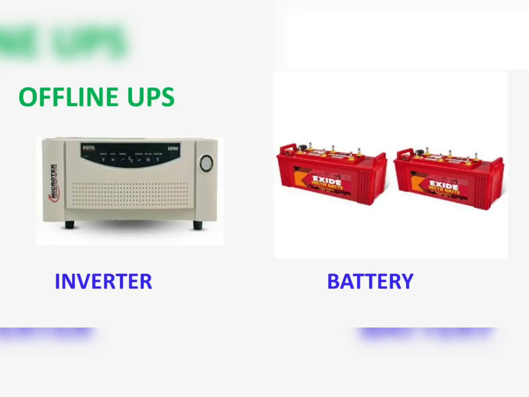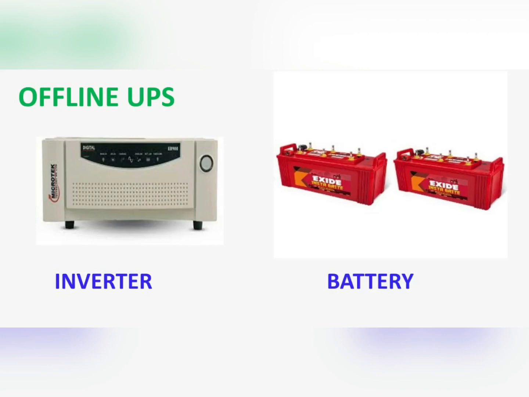In today's video, we are going to see the difference between online UPS and offline UPS. We all know that an uninterrupted power supply provides power to the load whenever the main supply failure occurs. Two major devices in the UPS are the inverter and the battery.